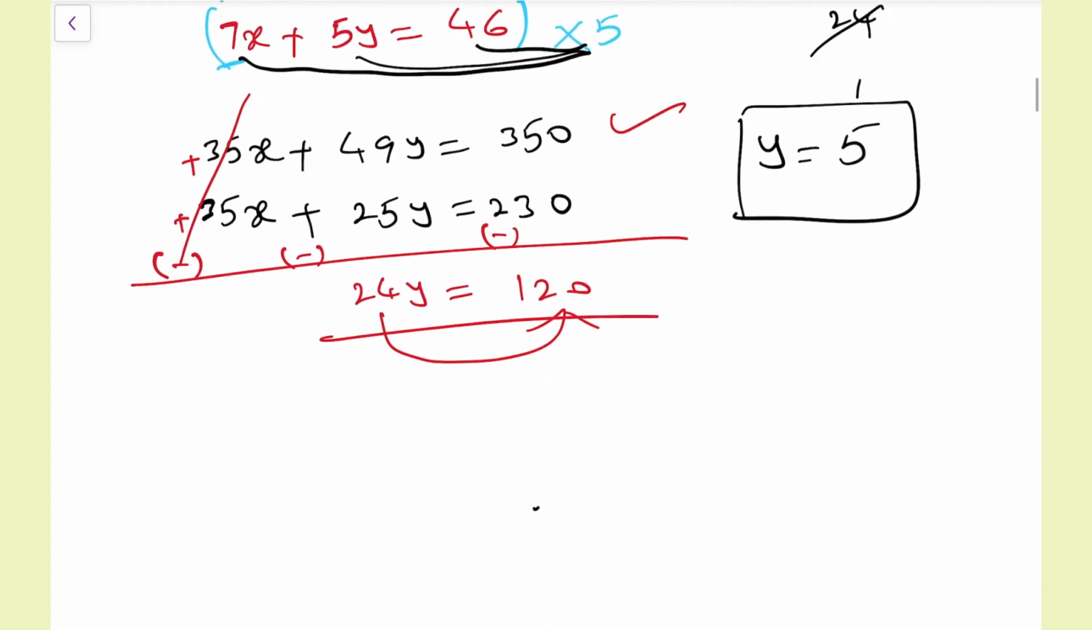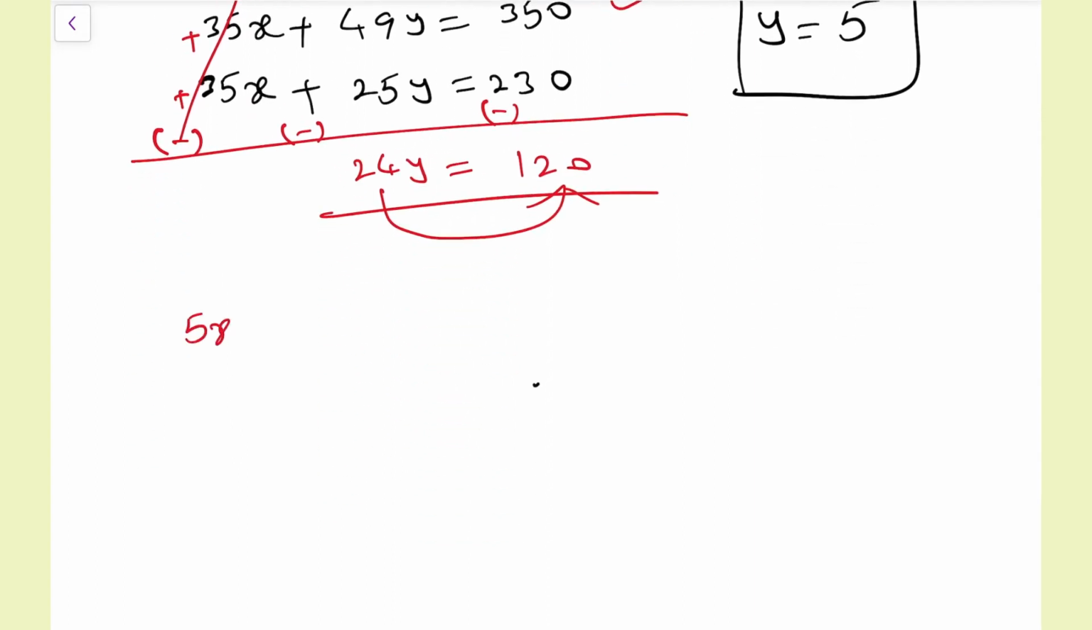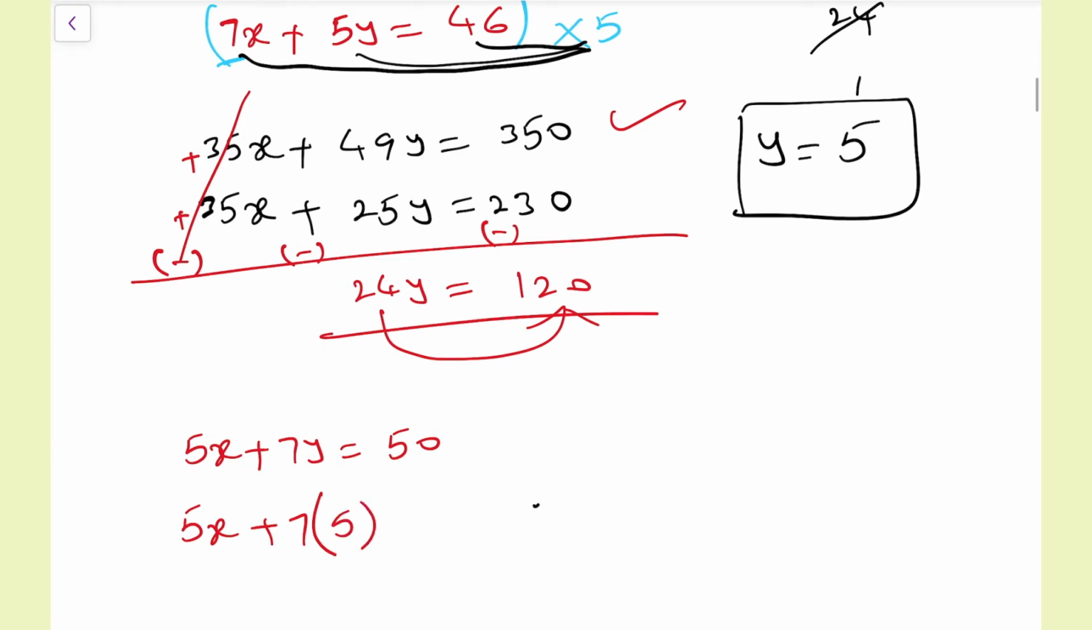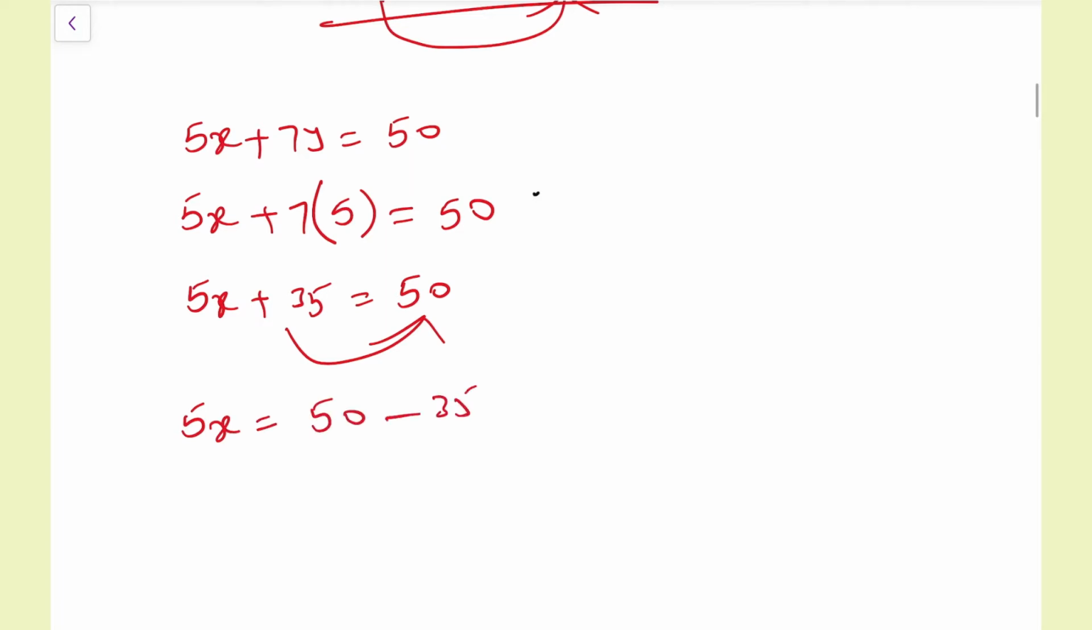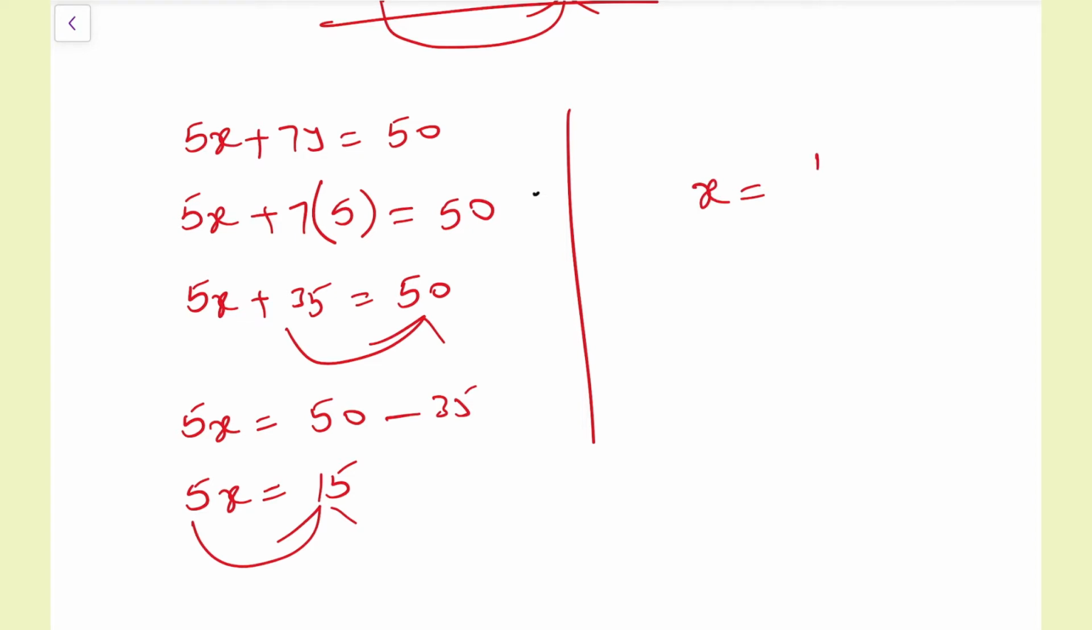5x plus 7y equals 50. 5x as it is plus 7 into y value we got as 5, so substitute 5, equals 50. 5x plus 7 5s are 35 equals 50. Take plus 35 to the right side, so we get 5x equals 50 minus 35, 15. Then take 5 also to the right side, so x equals 15 by 5. 5 ones are 5, 5 3s are 15, so x equals 3.